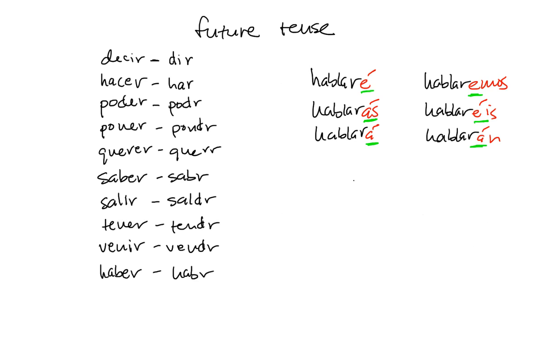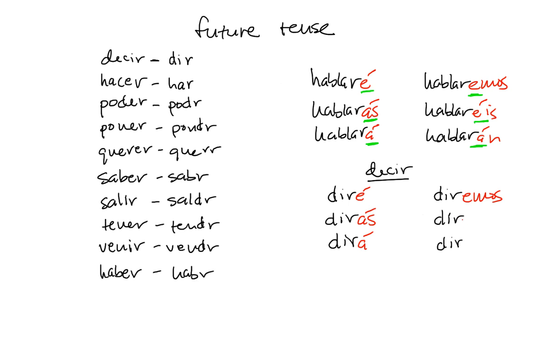So let's take the first one of these, decir. Its future conjugation, taking that irregular stem, dir. The future conjugations would be, let's get our red, diré, dirás, dirá, diremos, diréis, dirán. English translation, I will say, you will say, he, she, usted will say, we will say, y'all will say, they will say.